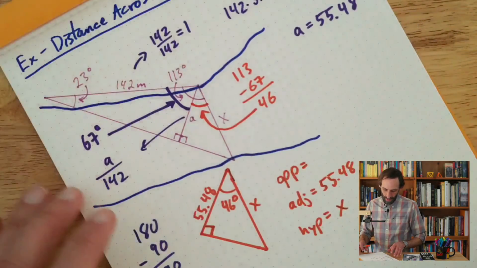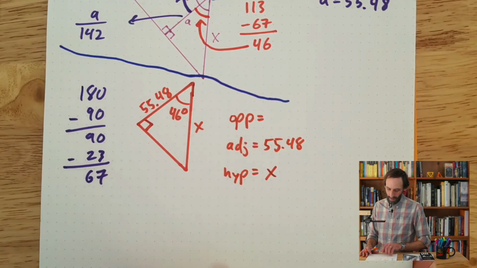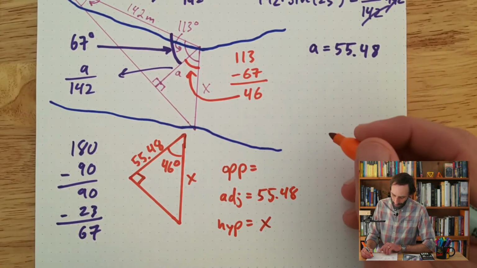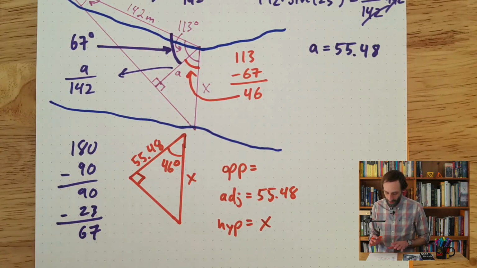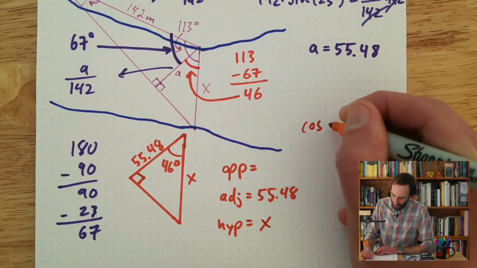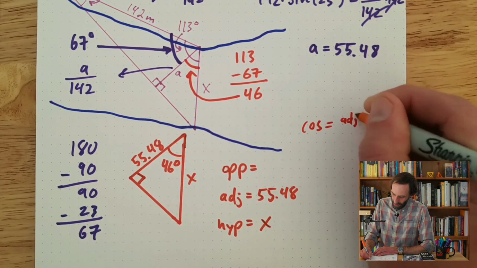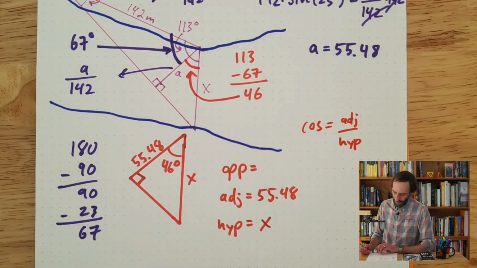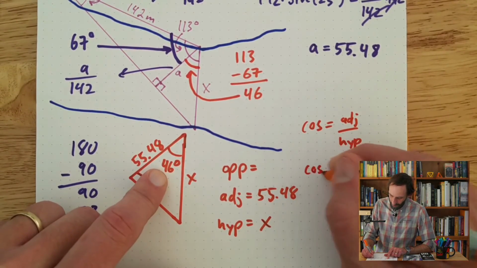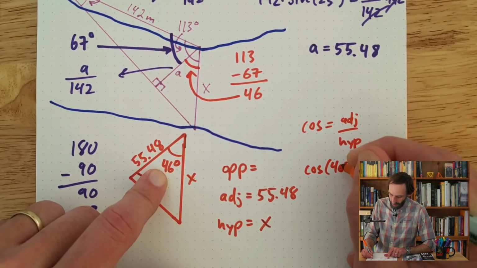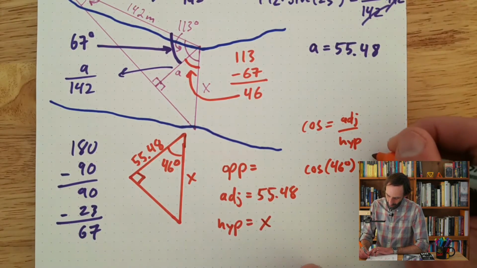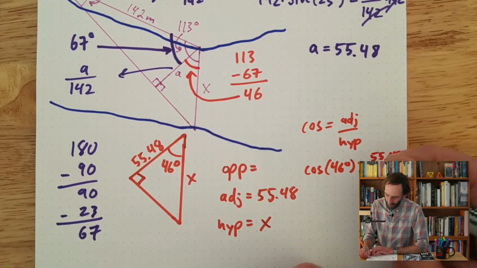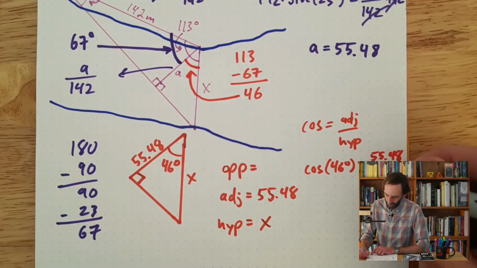And so let's go ahead and figure out what the value of x is, this distance across the river. Okay, so I know the adjacent and the hypotenuse, don't know the opposite. That means I need to use the cosine, because the cosine involves the adjacent and the hypotenuse. Okay, so we know that cosine is equal to adjacent over hypotenuse, and therefore the cosine of my angle, cosine of 46 degrees, is equal to the adjacent 55.48 divided by the hypotenuse x.